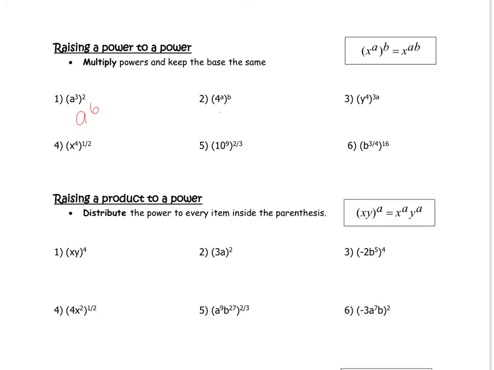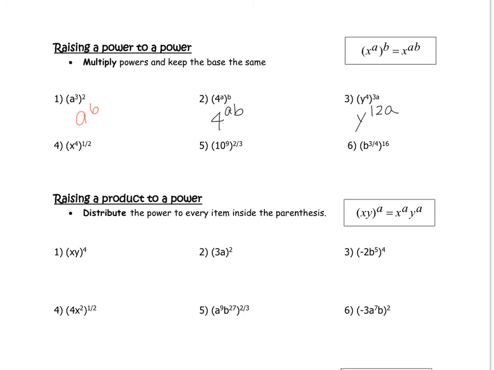Number 2 is 4 to the ab. Multiply a and b. Number 3 is y to the 12a. See if you can do 4, 5, and 6. Use your calculator if you need to with the fractions, and then hit resume when you're done.